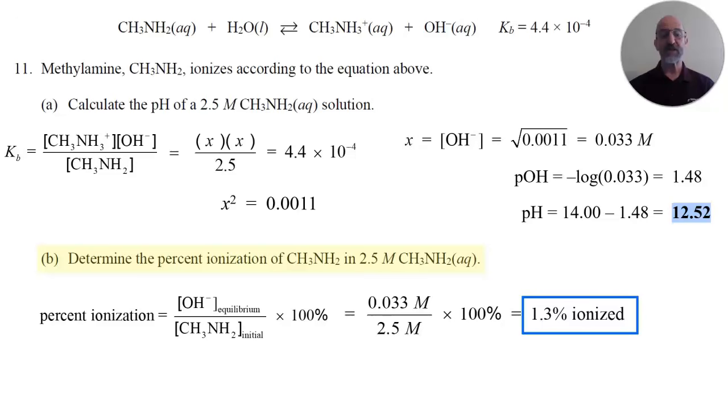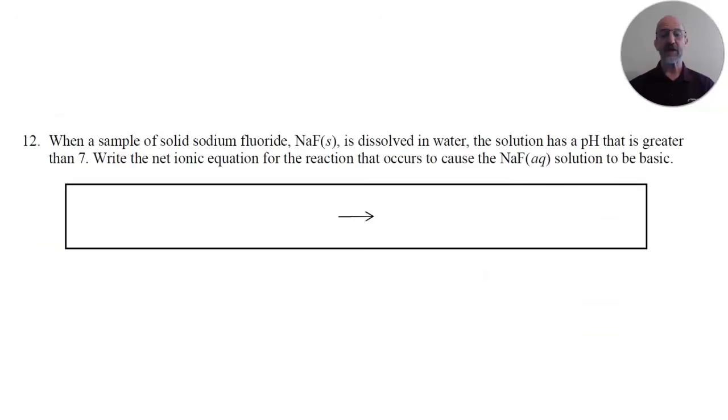One more question remains. Let's go ahead and take a look at question 12, which involves writing a net ionic equation. In question 12, it says, when a sample of solid sodium fluoride, which has the chemical formula NaF, is dissolved in water, the solution has a pH that is greater than 7. Write the net ionic equation for the reaction that occurs to cause the sodium fluoride solution to be basic.